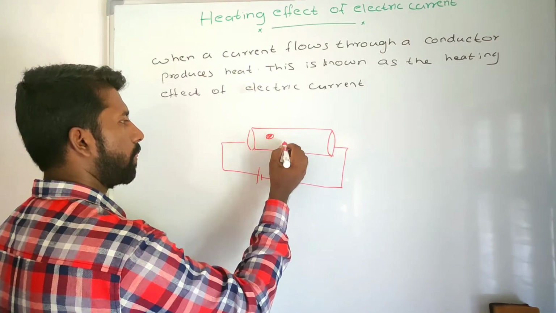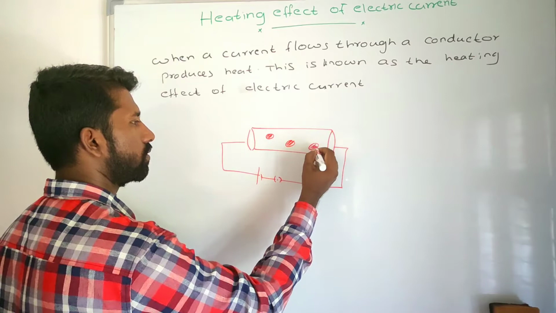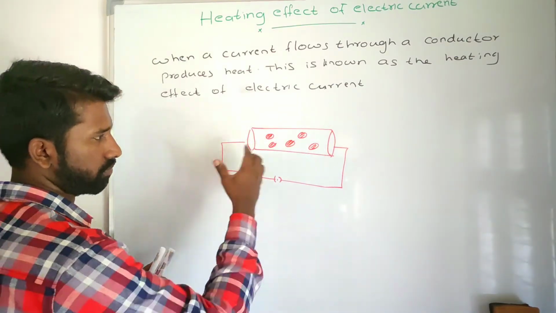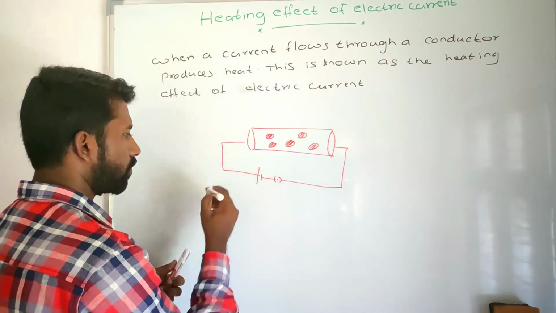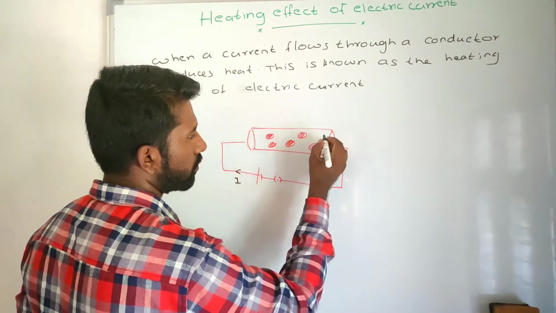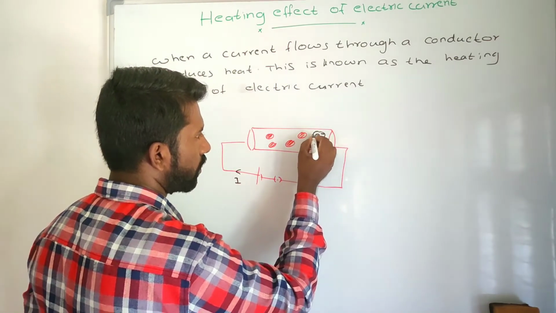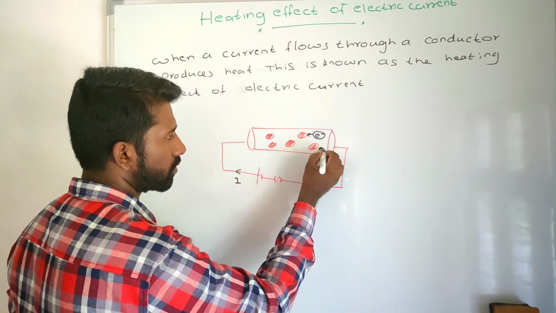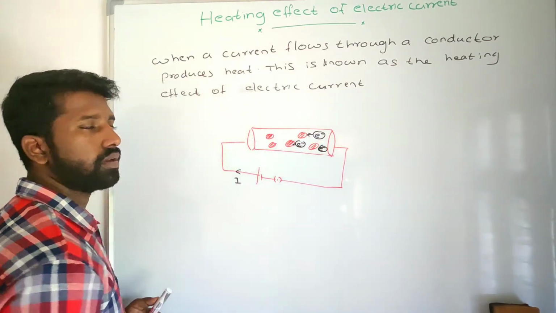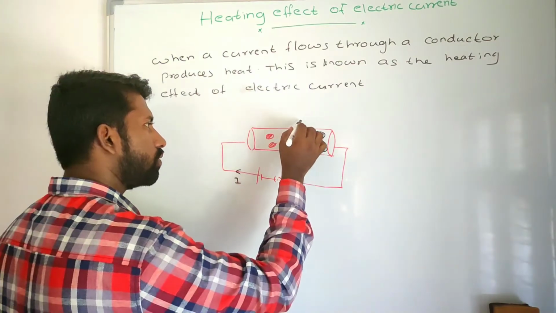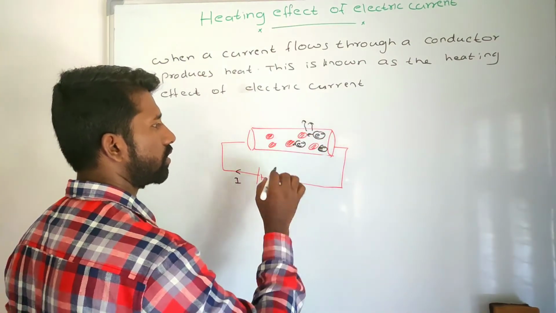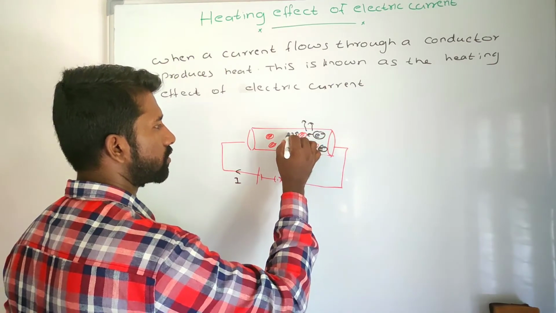These are all conductor atoms. When the current flows, the electrons start to move from one end to the other. You see this: when the electron is moving through this conductor, it starts to collide with the conductor atoms. Due to this collision, some amount of the electron's energy is released in the form of heat.